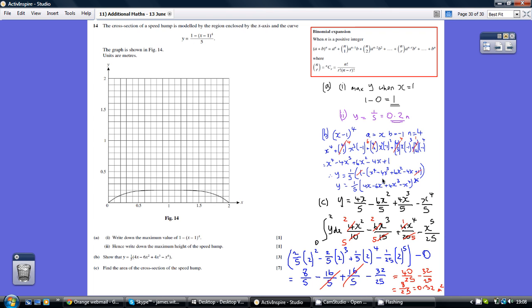So the ones cancel out, but obviously because it's minus all of these terms, all of these signs change. And then I've just put them from the x to the power of 1 up to the x to the power of 4, and that's what we had to show.